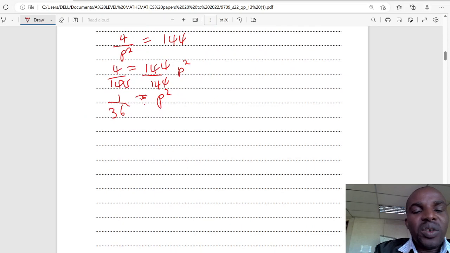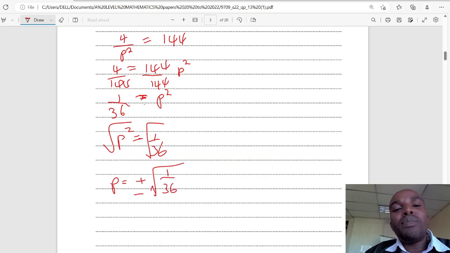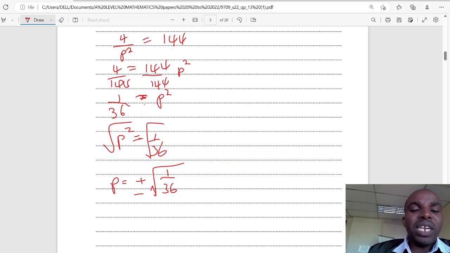Then after that, we can say p squared is 1 over 36. Put square roots on both sides so that you can eliminate the square. You get p equals plus or minus the root of 1 over 36. Please take note: the square root of a number is always plus or minus.